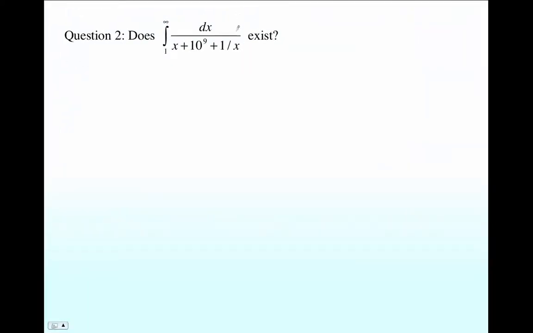What about this integral? Does it exist? It has a huge number, 10 to the power 9 in the denominator, but that will not save this integral because x can become much, much bigger than 10 to the power 9. Of course, 1 over x is very, very small, and so we can neglect this in the limit where x becomes large. In other words, as we approach the upper limit of integration. And so what we really need to do is just consider this integral.